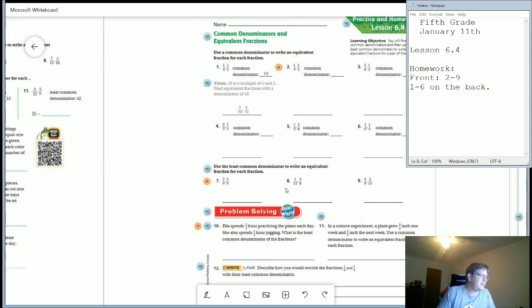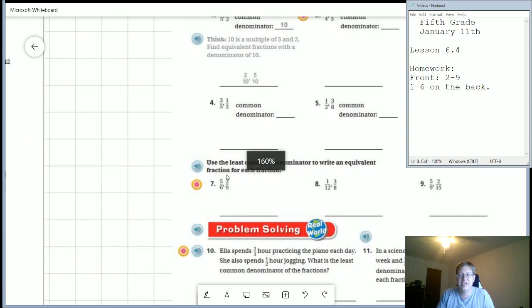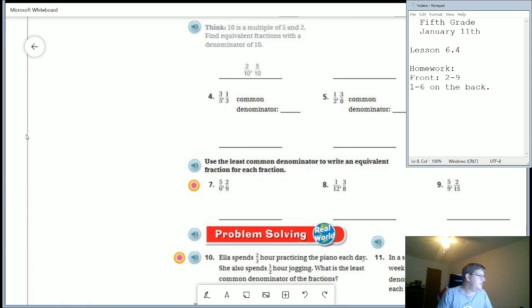Let's see, 7, 8, and 9, we just want to use the least common denominator. So that's going to be an extra step. We need to find the least common denominator, and then we are going to write an equivalent fraction for both of those fractions.